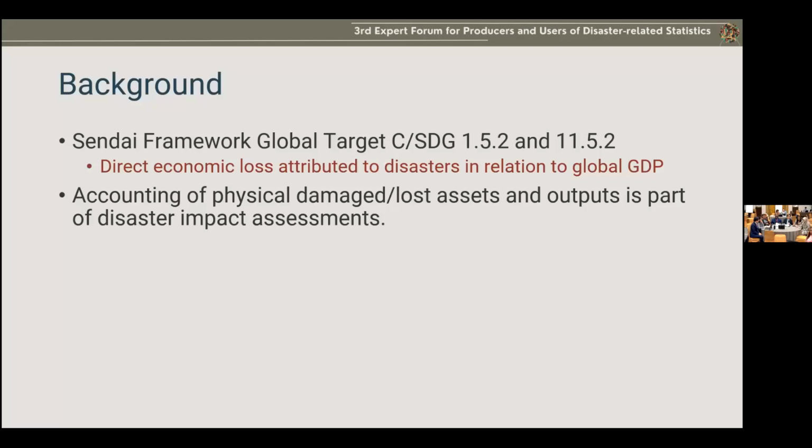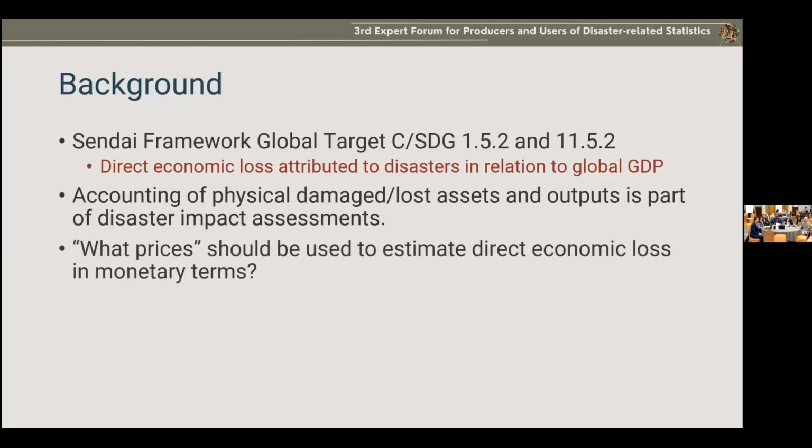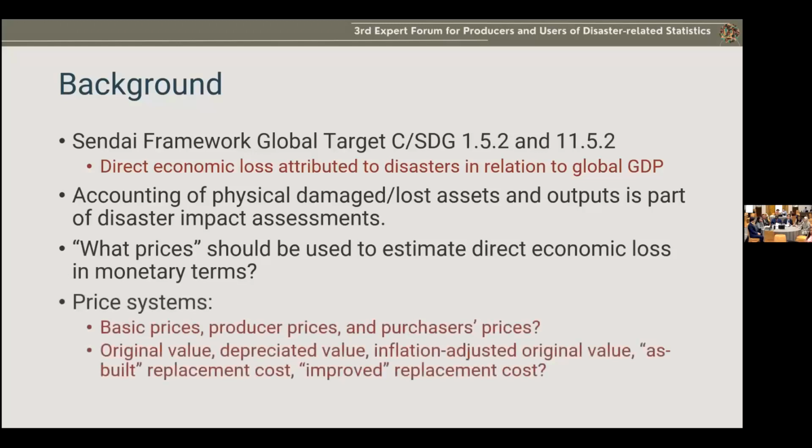Once we collect all this physical damage information, the next question would be, to get to the value, what prices should we use to estimate direct economic loss in monetary terms? And we ask this question because we don't only have one price in the country. There are several price systems. For NSO colleagues joining online, you also know that in the system of national accounts, we have different sets of price called basic prices, producer prices, purchaser prices.